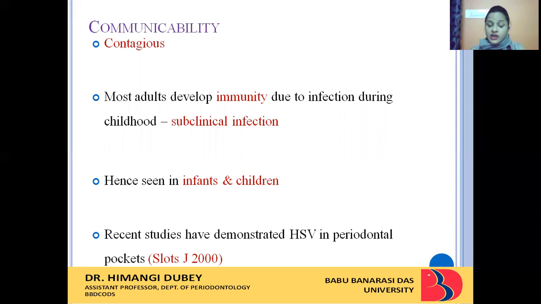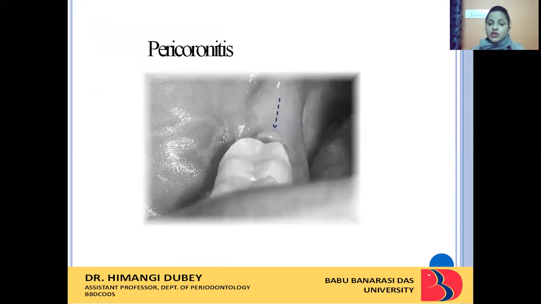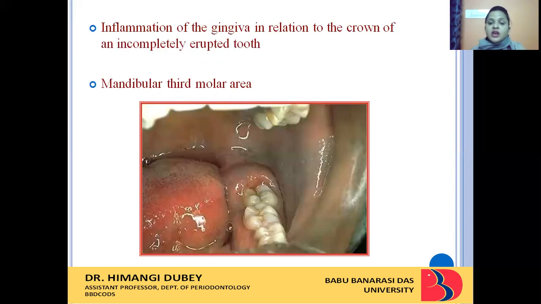Now coming on to the next, that is pericoronitis. The term pericoronitis refers to the inflammation of the gingiva in relation to the crown of an incompletely erupted tooth. It occurs most often in the mandibular third molar area. In this figure, you can see pericoronitis, that is, an inflamed coronal flap covering the disto-occlusal surface of an impacted mandibular third molar. Swelling and redness are to be noted.